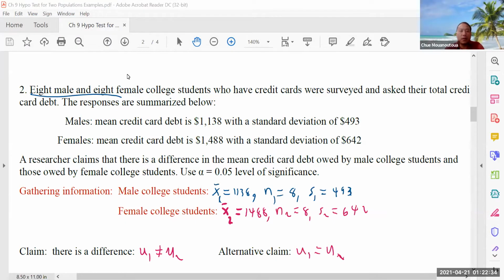This is still chapter 9. Okay, this is section 2, I believe. As I mentioned before, chapter 9 is all about chapter 8. It's just that now we have 2 populations to deal with instead of 1.